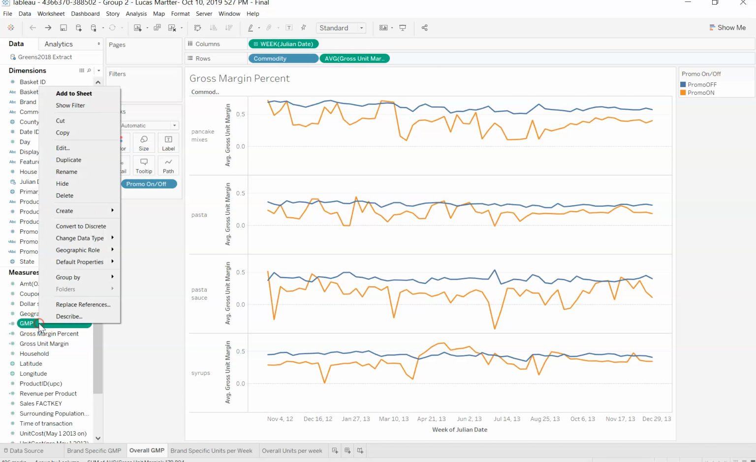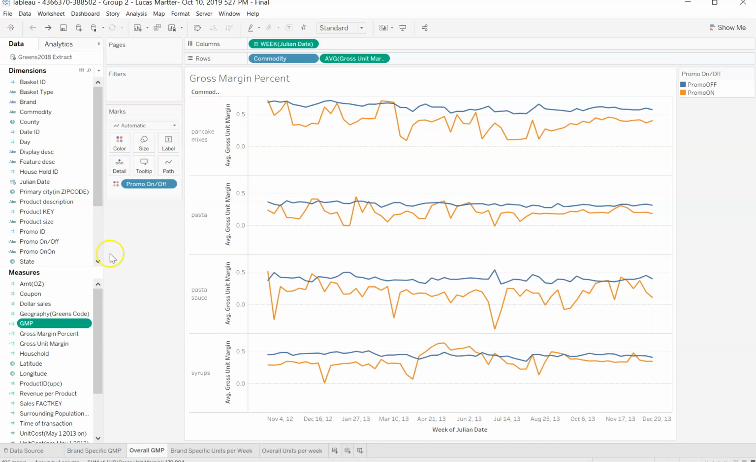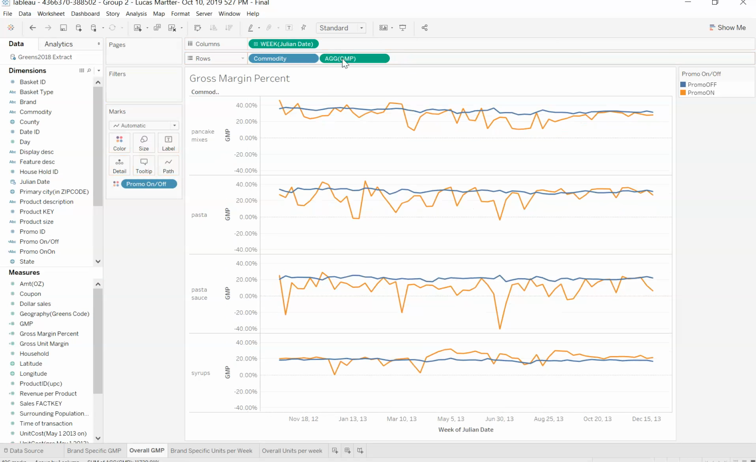There is another calculation here, GMP, which is in fact the actual gross margin percentage. The units have been multiplied in and it's being divided by the dollar sales. It's also being aggregated up to whatever level of granularity is needed by the sum operator. So that's the one that they should have been using. And so we move that up here and replace, and let's see how the graphic changes when we do that.